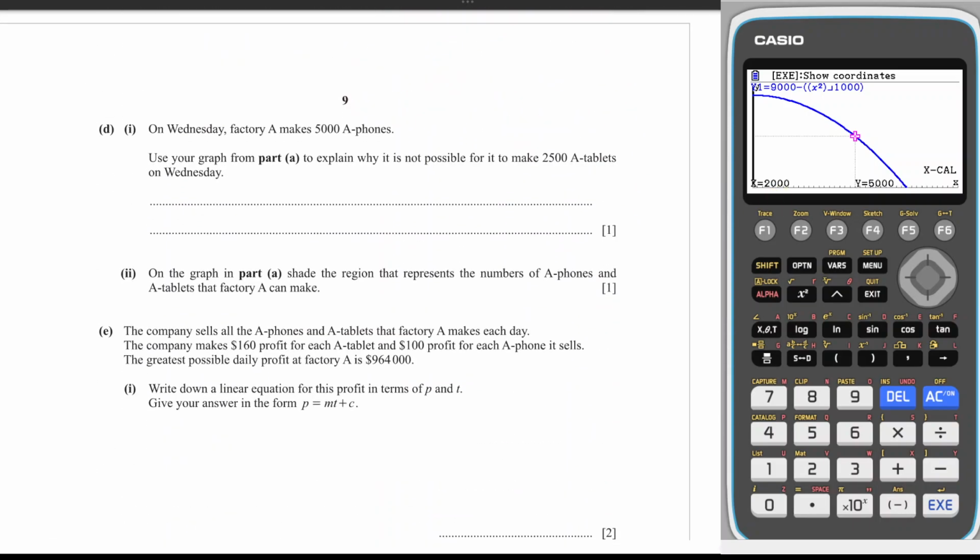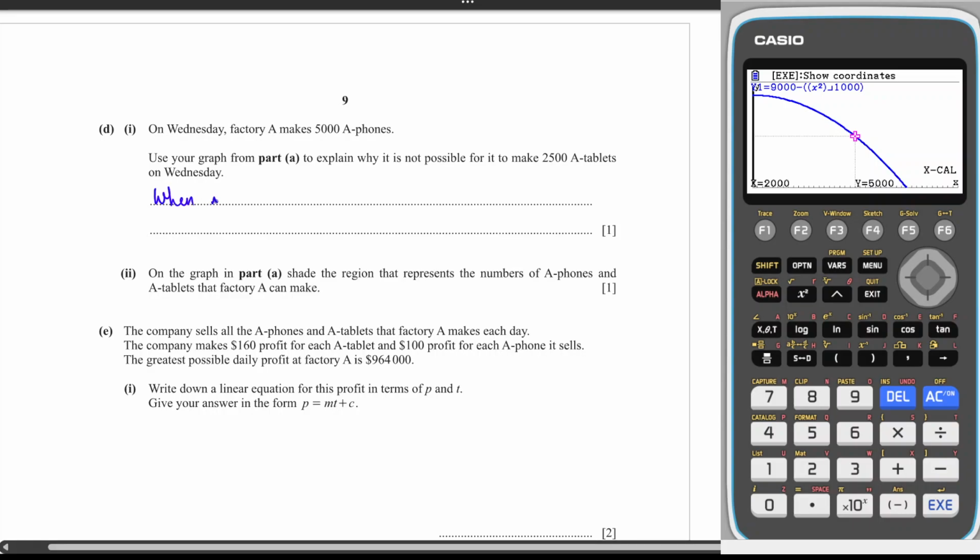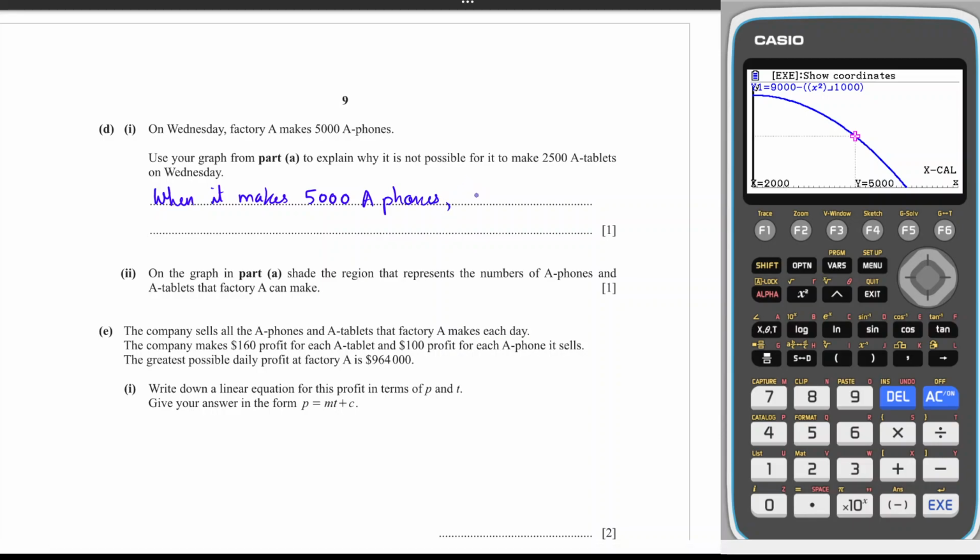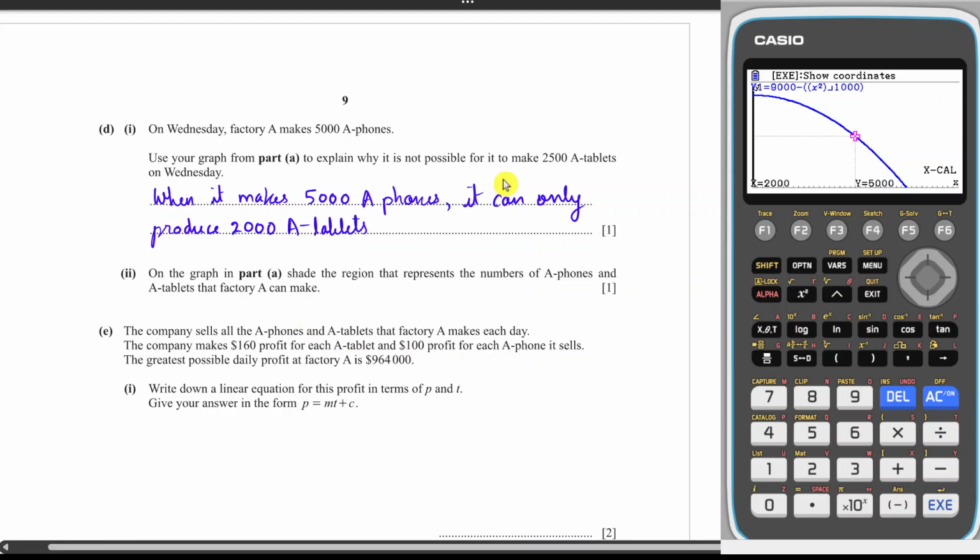So hence I can write this over here, that when it makes 5,000 A phones, it can only produce 2,000 A tablets. Hence, it's not possible.